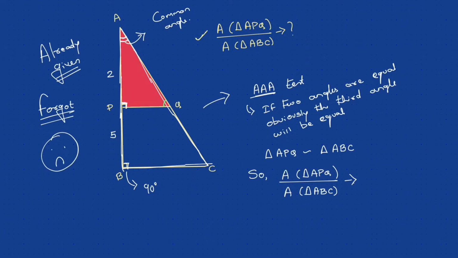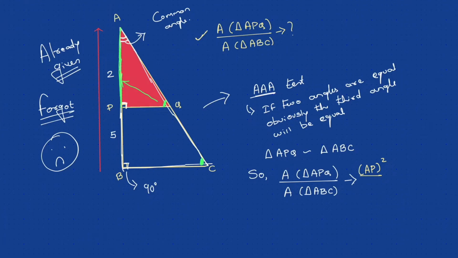So AP is equal to 2 and PB is equal to 5. So how will I start? Now angle Q will be equal to angle C, right? So what is the side opposite to angle Q in triangle APQ? Just follow this. The side opposite to angle Q is AP. So write that, because angle Q is that.